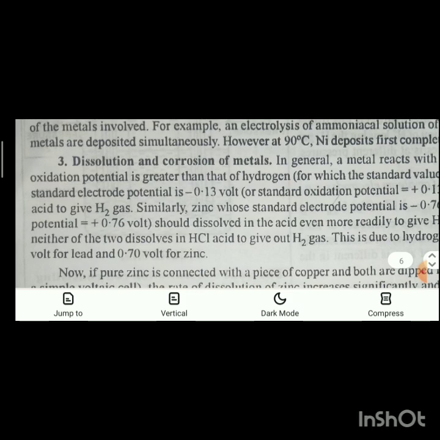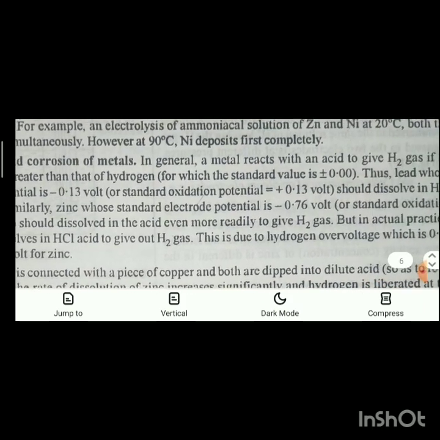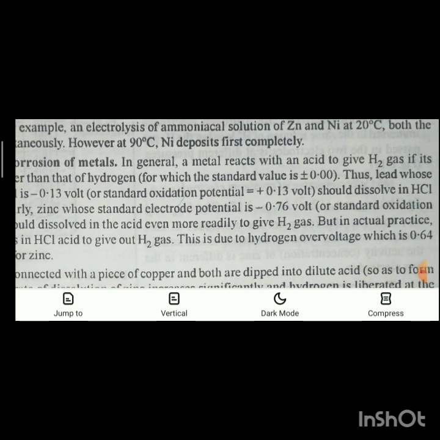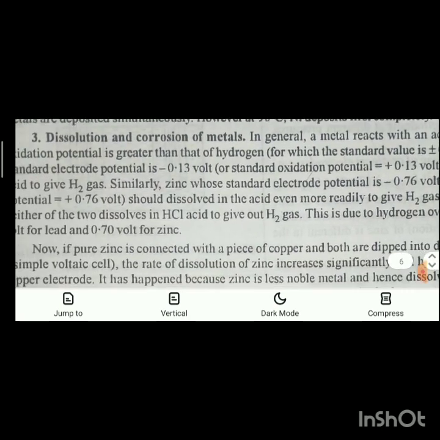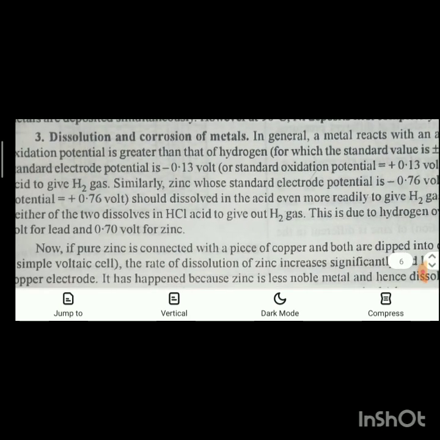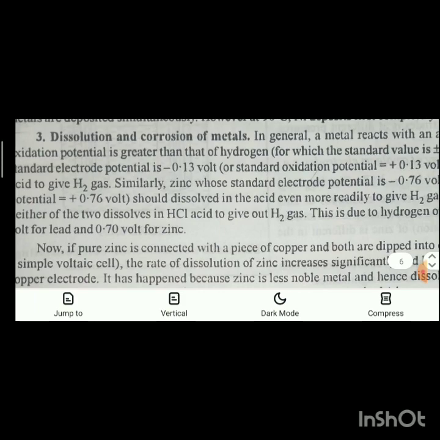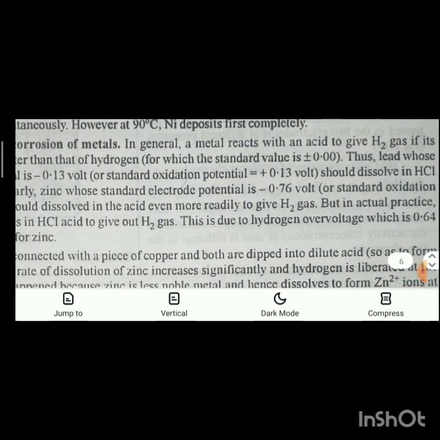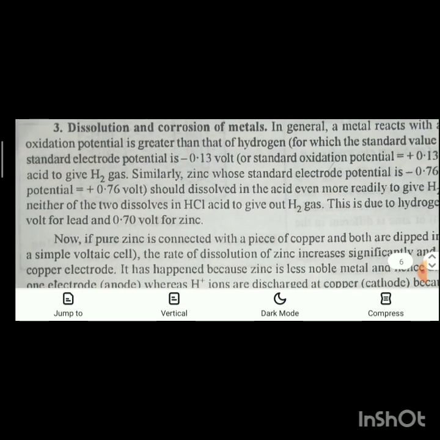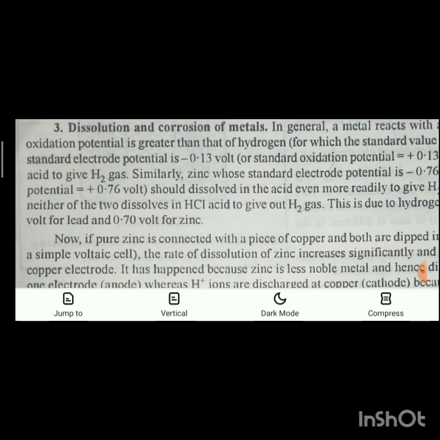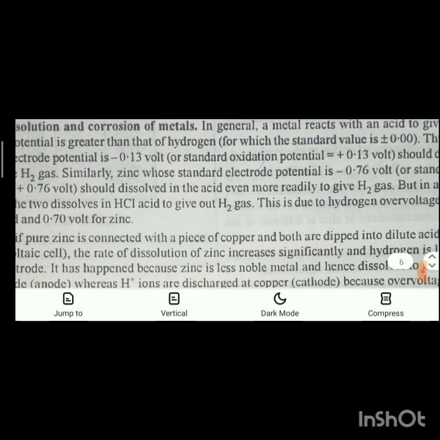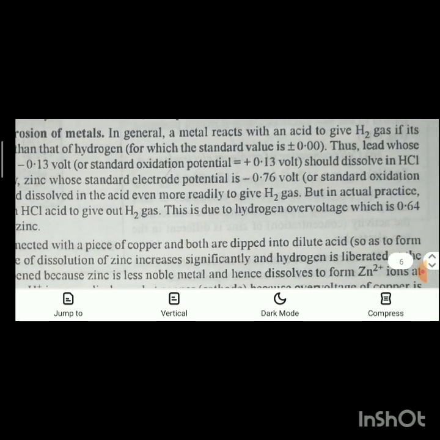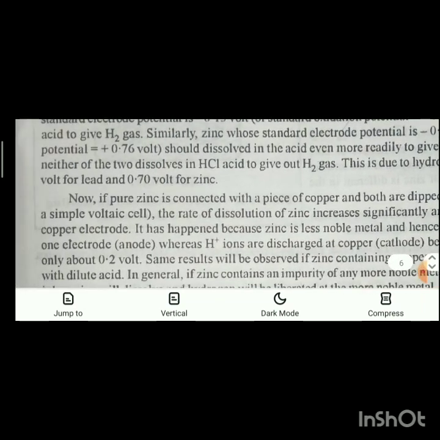Similarly, zinc, whose standard electrode potential is minus 0.76 volt or standard oxidation potential equals plus 0.76 volt, should dissolve in the acid even more readily to give H2 gas. But in actual practice, neither of the two dissolves in HCl acid to give out H2 gas. This is due to hydrogen overvoltage, which is 0.64 volt for lead and 0.70 volt for zinc.